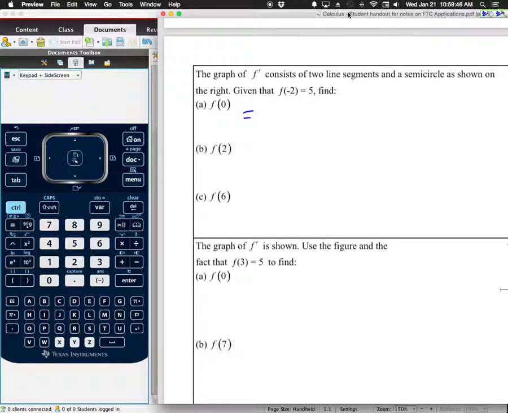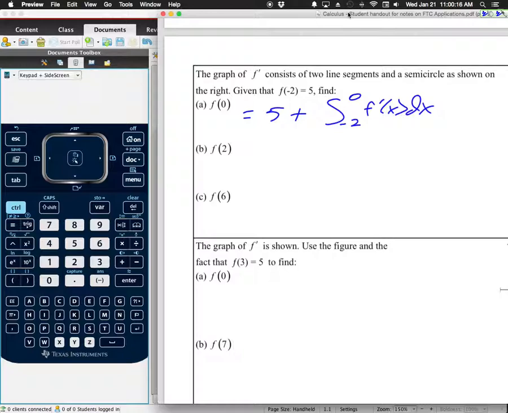So I want to find f of 0. f of 0 equals 5 plus the integral from where to where? From -2 to 0 of f prime of x dx. Any issues with that? That's why you're not supposed to be looking at the graph right now, because you're confusing yourself already.